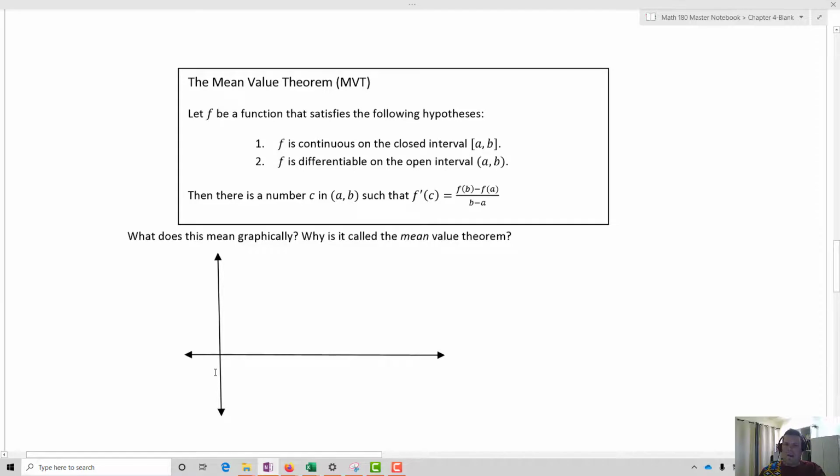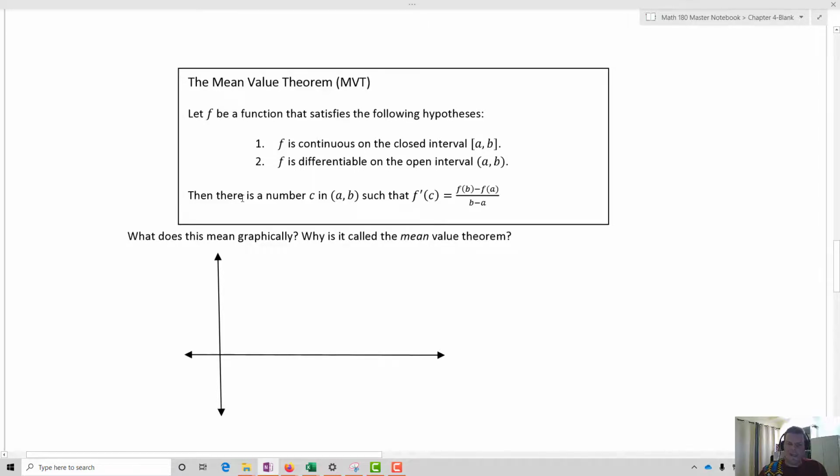Now let's look at the mean value theorem. The mean value theorem is very similar to Rolle's theorem. It's what's called the generalization of Rolle's theorem. What we're going to get with the mean value theorem is a very different kind of interpretation. So if we let f be a function that satisfies the following hypotheses, f is continuous on the closed interval a to b, f is differentiable on the open interval a to b, but we're not going to have that third requirement. No third requirement for f of a equals f of b.